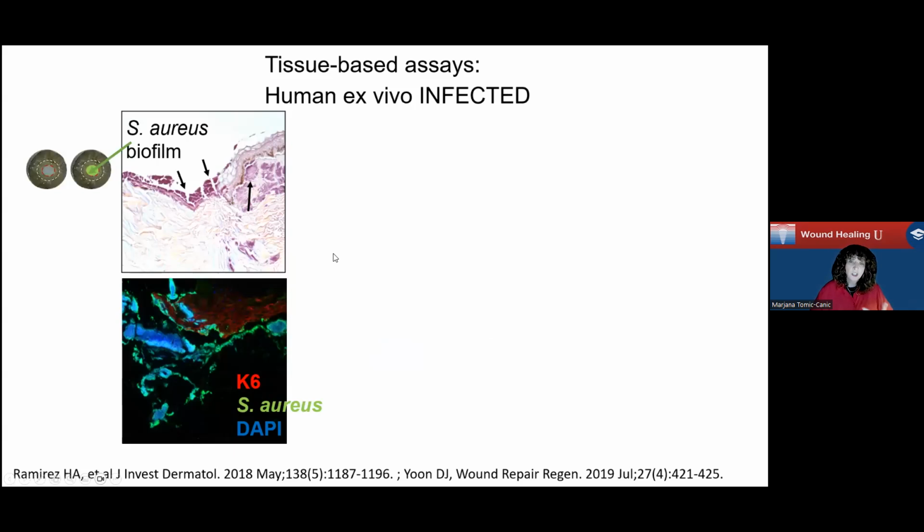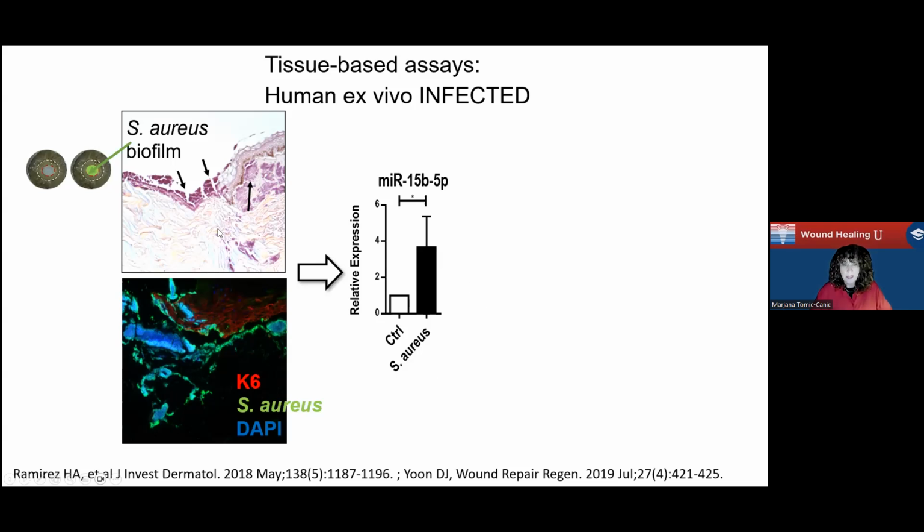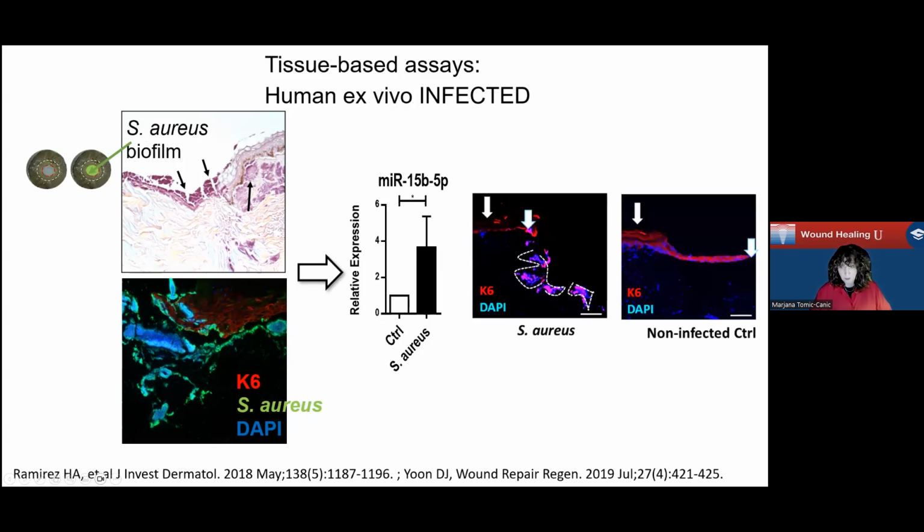In addition to that, this can be combined and made a little more complex by bringing infection or biofilm. This is an example where we have shown, in an ex vivo human skin wound treated with the Staph aureus biofilm, that there is a lack of epithelialization and an increase of specific microRNA that is triggered by the presence of Staph aureus in the infected wound. And this was correlated to the human samples of chronic wounds.